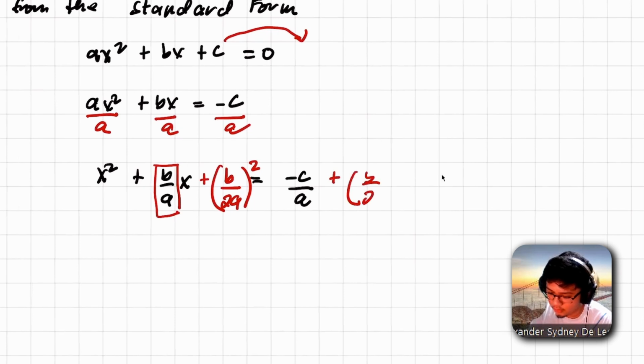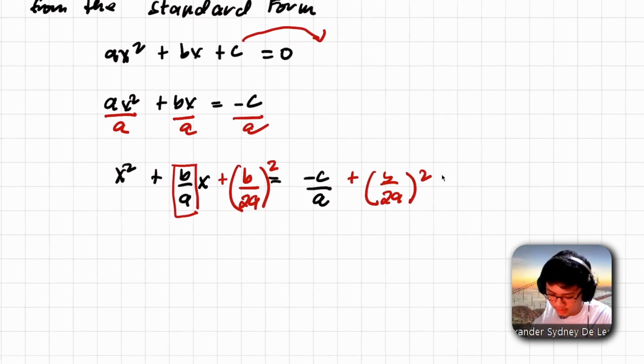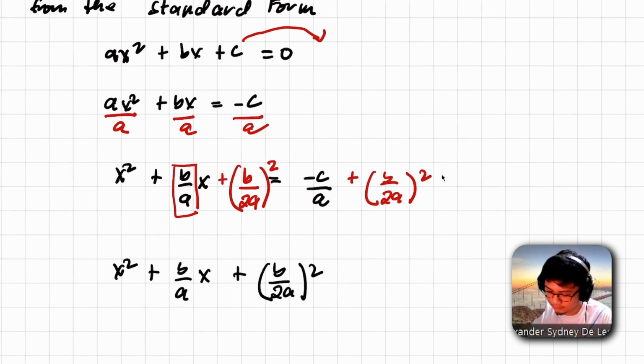Plus b over 2a squared. Bakit nga tayo nag-add sa kabilang side? Para magkaroon pa rin ng equality. Kasi kapag nag-add ka sa left side lang, di na siya equal sa kanan, di ba? So, let's do that. Magiging x squared plus b over a x plus the square of b over 2a squared equal to negative c over a plus the square of b over 2a squared.